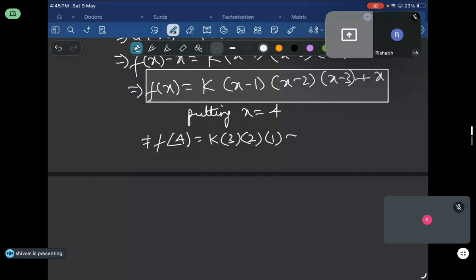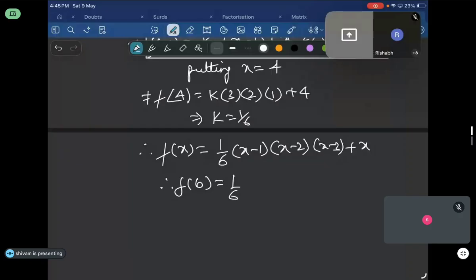After getting k equal to 1 by 6, you have got the polynomial. Therefore, f of x equal to 1 by 6 into x minus 1 into x minus 2 into x minus 3 plus x. Now my task is to find f of 6. Therefore, f of 6 is equal to 1 by 6 into 5 into 4 into 3 plus 6, which will give us 16.